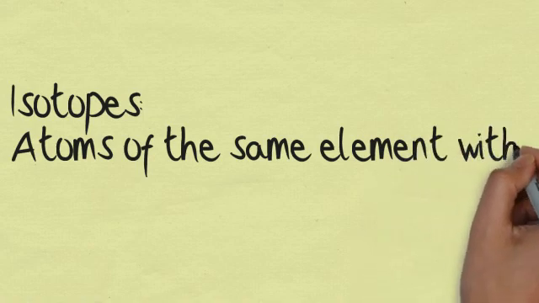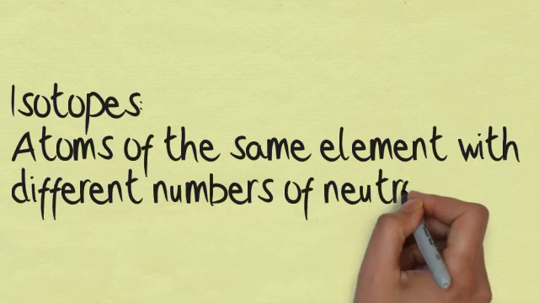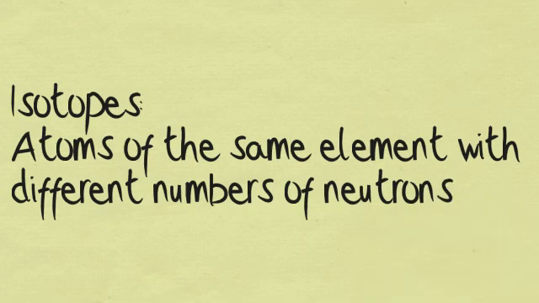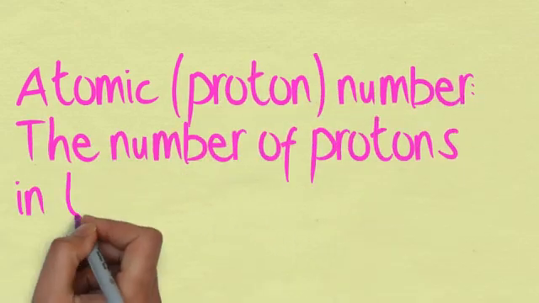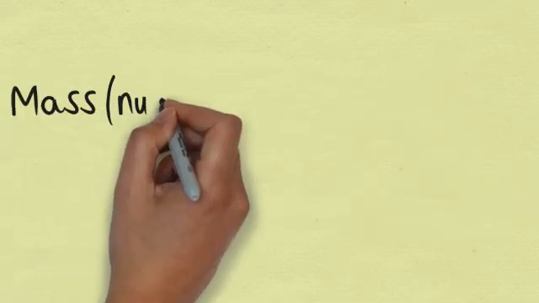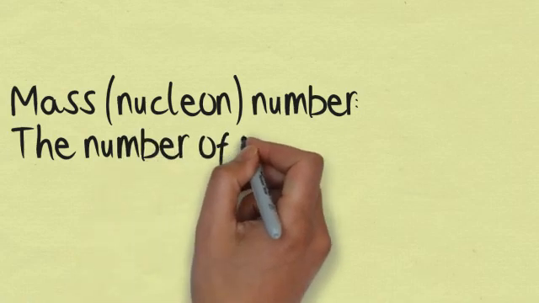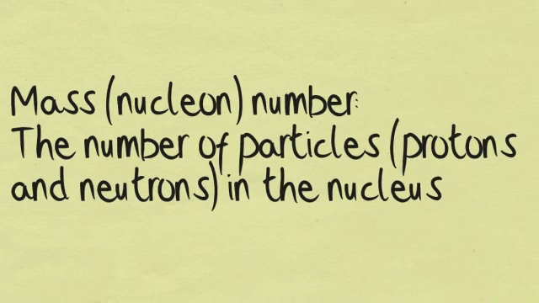Isotopes. These are atoms of the same element with different numbers of neutrons. Atomic or proton number is the number of protons in the nucleus of an atom. The mass or nucleon number is the number of particles, and that's protons and neutrons, in the nucleus.